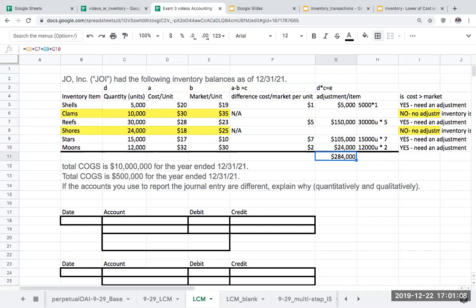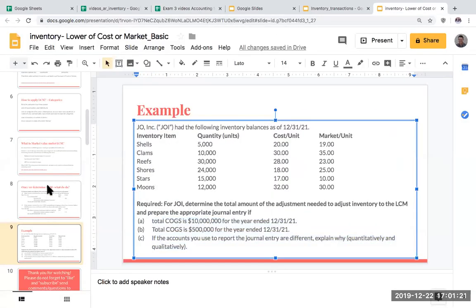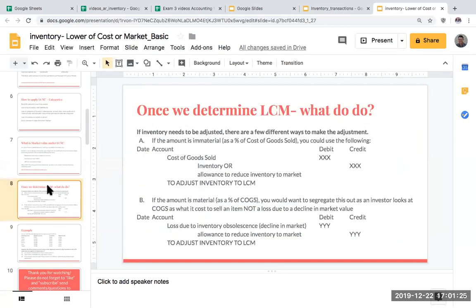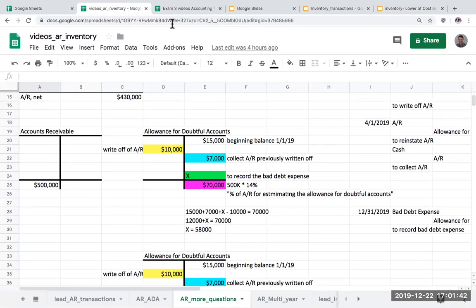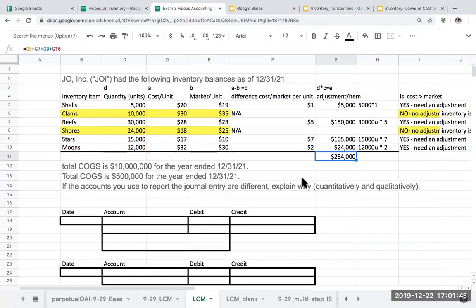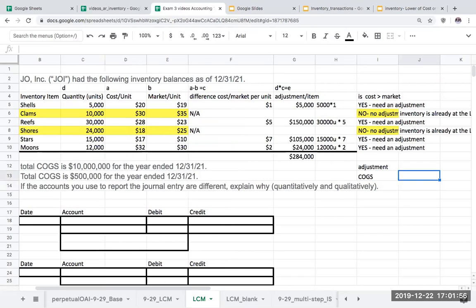So if cost of goods sold is 10 million, what do I do? When we're talking about making the adjustment to the financial statements, this goes back to looking at what happens when we're going through cost of goods sold. I have two different inventory choices. The first one is that the amount is going to be immaterial. So is this material or immaterial? The way I'm going to figure this out is I'm going to take my adjustment amount and divide it by total cost of goods sold. My total cost of goods sold is 10 million.